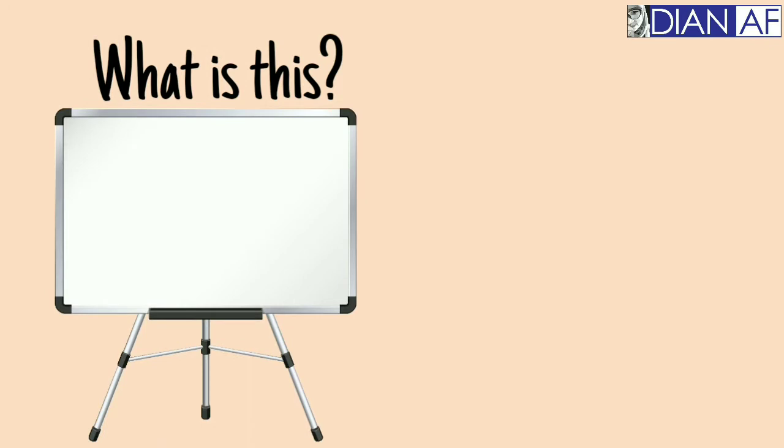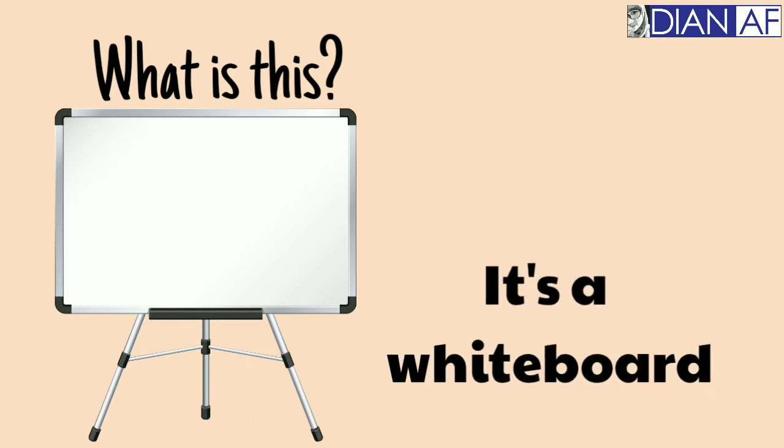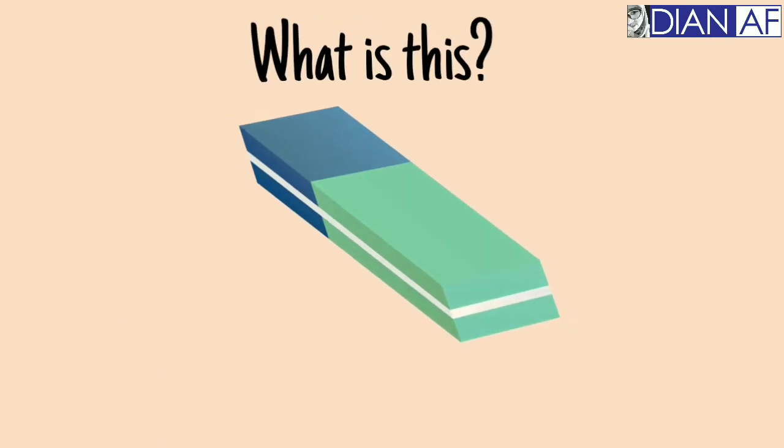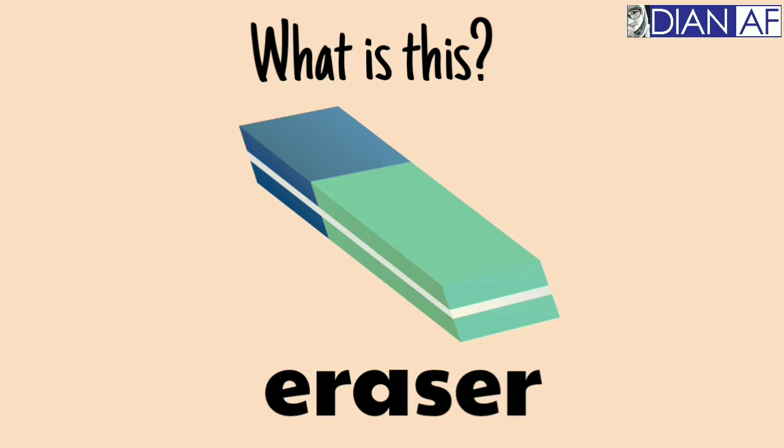Then you can find this thing in the classroom too. The color is white and it is big. Yes, that's true. It's whiteboard. Spell the word W-H-I-T-E. B-O-A-R-D. Whiteboard. Good job. The next classroom object is eraser.